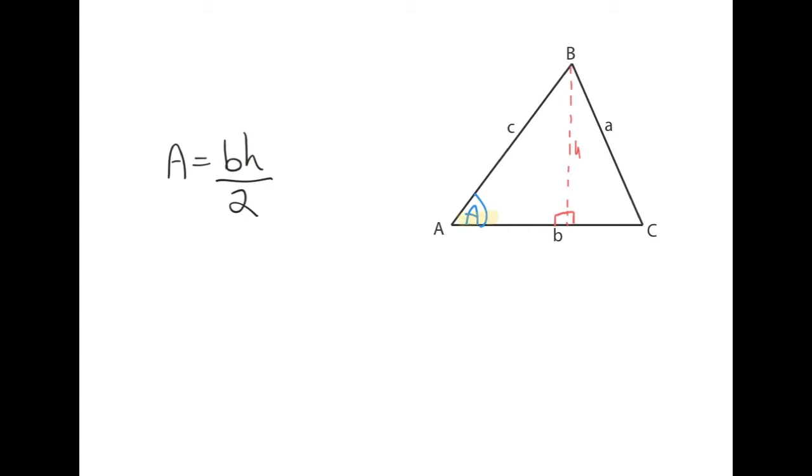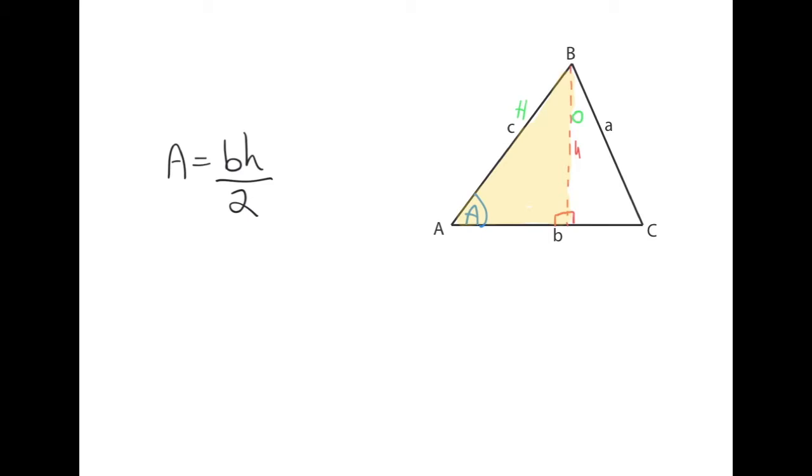Looking at the triangle, if I know A, then I've formed a right angle triangle, and within that right angle triangle I've got H, which is the opposite side, and C, which is the hypotenuse. So I've got opposite and hypotenuse, so I can use sine to work out the height of that right angle triangle, which will be the height of my original triangle.